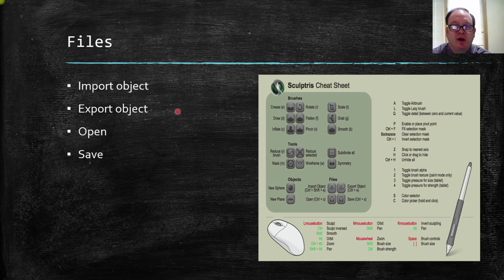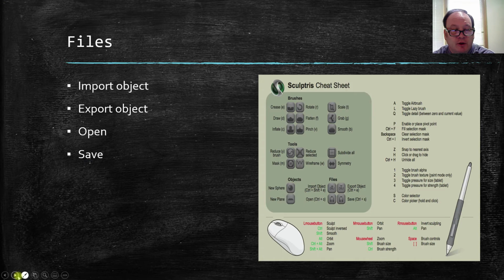Okay, files. Import objects. This is if you want to bring in an OBJ file that you have created or that you found on the web that you want to add on or modify in some way. Export would be, again, exporting your creation in OBJ format to send for 3D printing. Open allows you to open projects that you've saved, and save allows you to save projects to your hard drive or to the server in my class so that you can save your work.